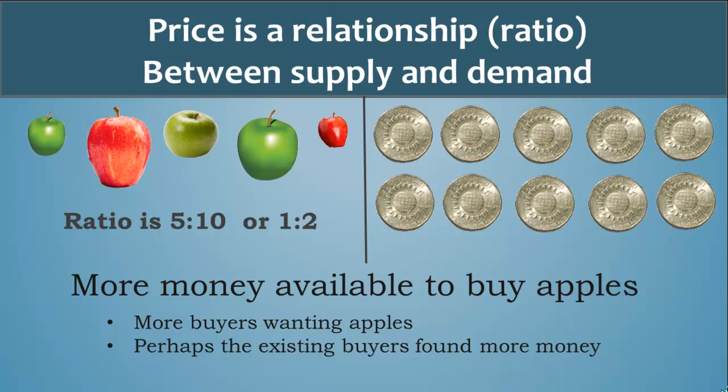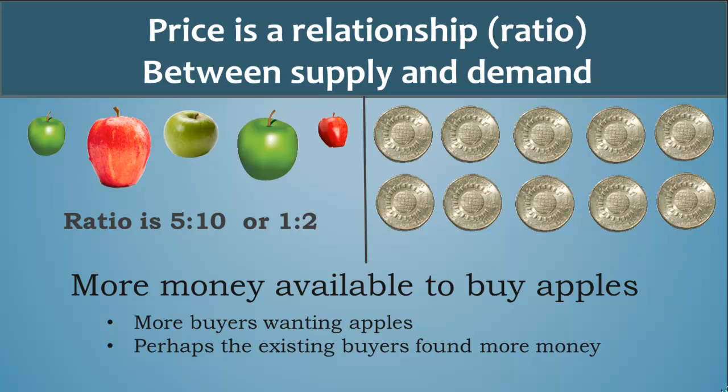Here it is in picture form. Maybe there are more buyers wanting to buy apples. Or it may be that there are not more buyers, but the existing buyers found more money to use when they're buying apples. Now what's happened to the ratio between apples and dollars?